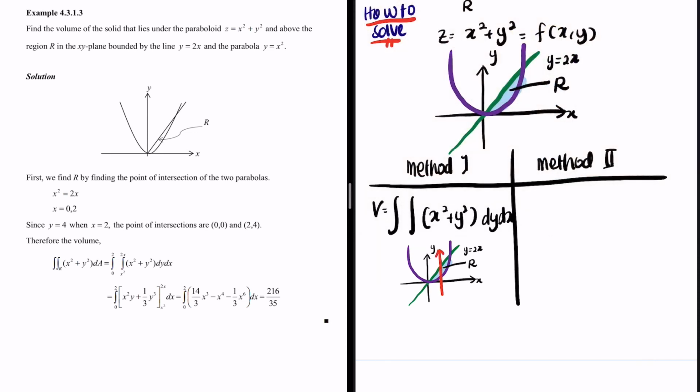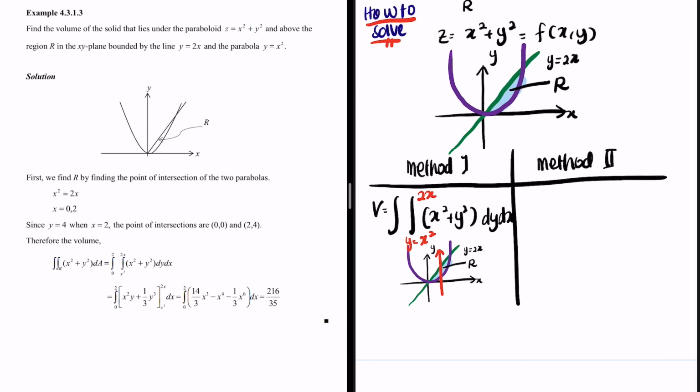an arrow, and this arrow should be parallel to the y-axis, bottom up. Based on my observation, the red arrow will touch the parabola first, and this parabola is represented by the equation y is equal to x squared, and then right after that it will touch the green curve, which is y is equal to 2x. Therefore 2x will be the upper limit in terms of variable y.